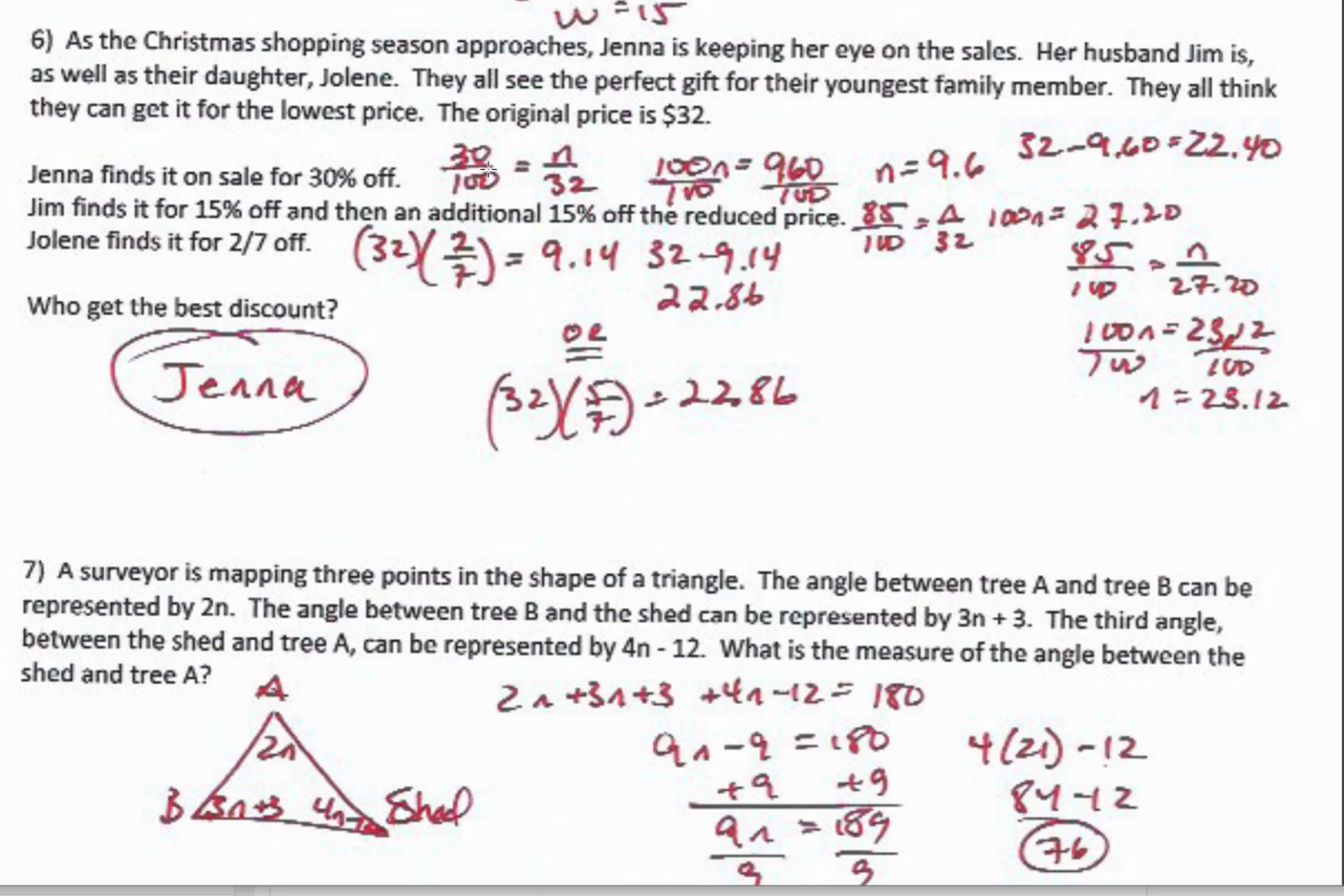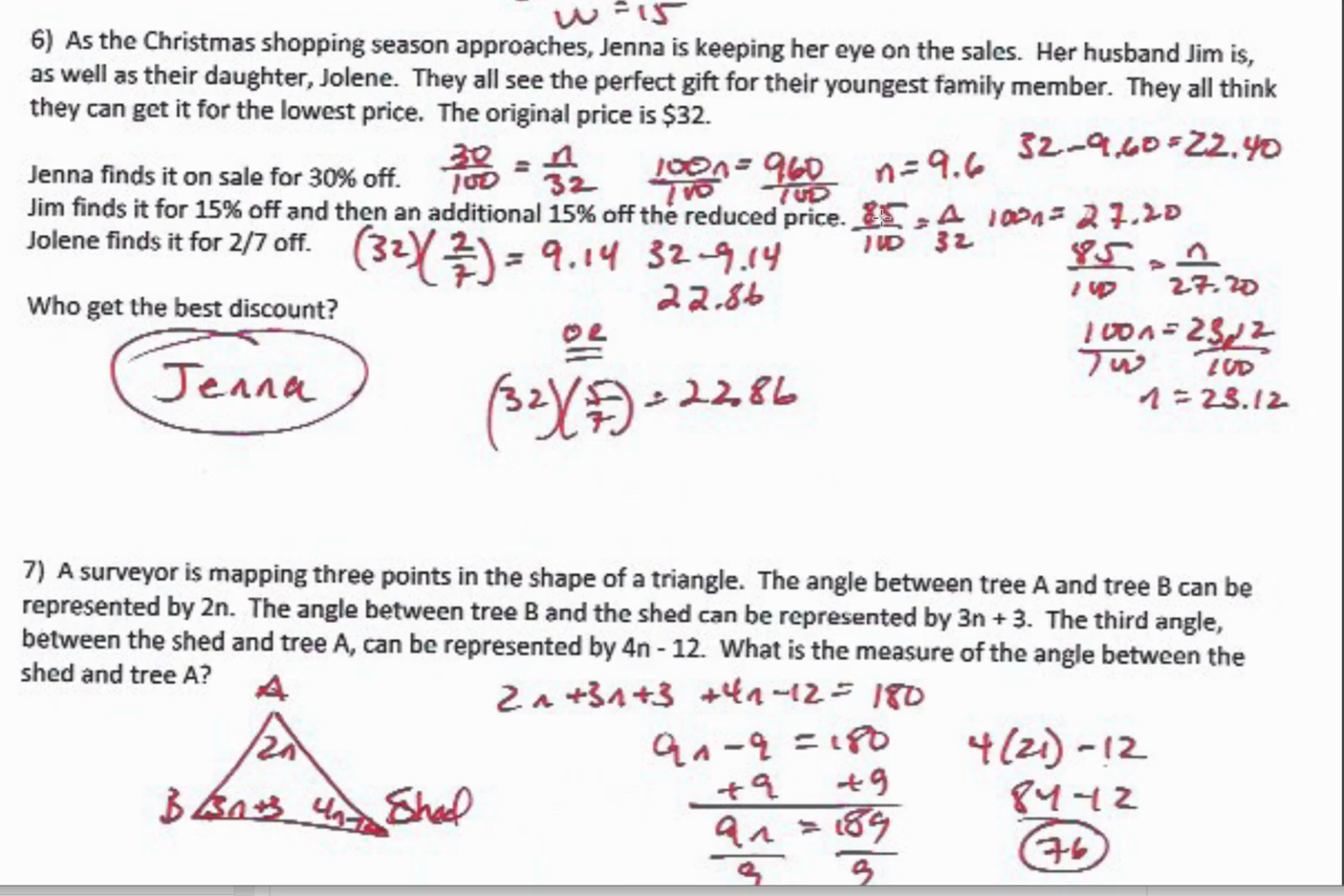So if I do 30% of 100, I could have done 70 and left it as an answer, but I did 30 and I'll subtract it. Cross multiplication, 100n equals 960. I get n is 9.6, and then I have to do 32 minus 9.60. I think I said 36, but anyway, n equals $9.60. 32 minus 9.60 is 22.40.